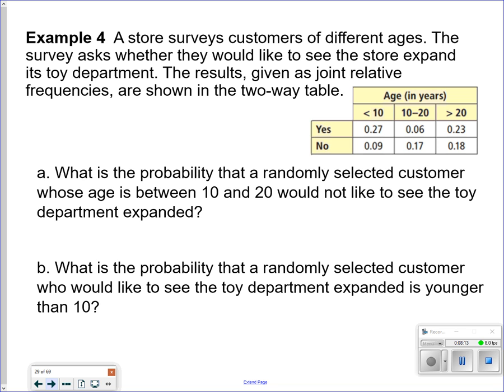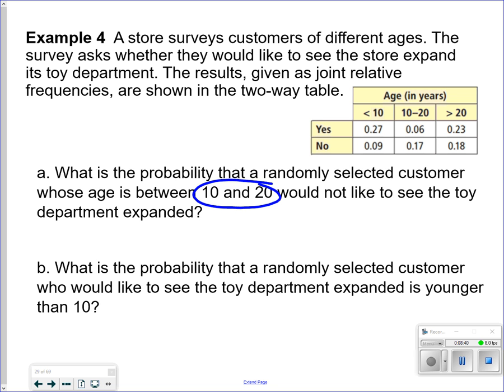The store surveys customers at different ages. The survey asks whether or not you would like to see the store expand its toy department. The results given as joint relative frequencies are shown. What is the probability that a randomly selected customer whose age is between 10 and 20 would not like to see the toy department expand? So now you remember, we're talking about a customer that has to be between 10 and 20.